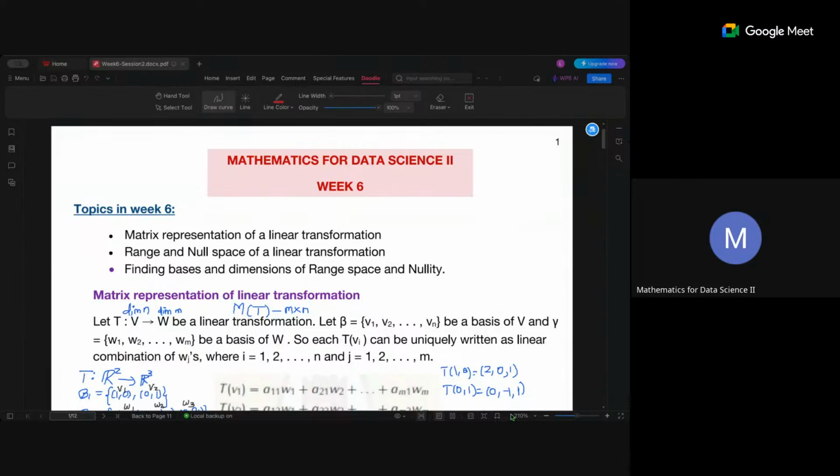Other student, what's your question? Ma'am, maybe I have just forgotten some things, but the question is, are dimension and rank of a linear transformation the same? There is nothing called dimension of a linear transformation. You either have dimension of the domain or codomain. There is nothing called dimension of a linear transformation. Okay, ma'am, I got it now.